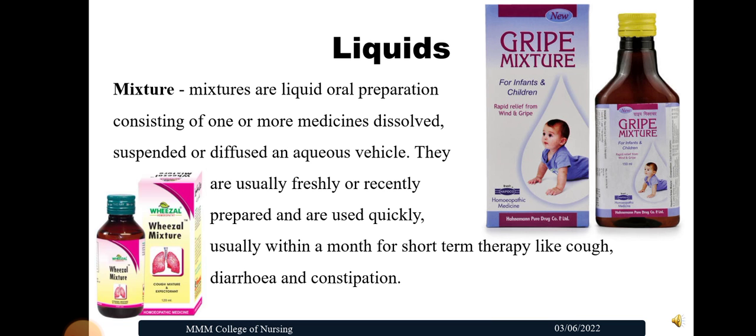Mixtures are liquid oral preparations consisting of one or more medications dissolved, suspended or diffused in an aqueous vehicle. They are usually freshly or recently prepared and are used quickly, usually within a month, for short-term therapy like cough, diarrhea and constipation.